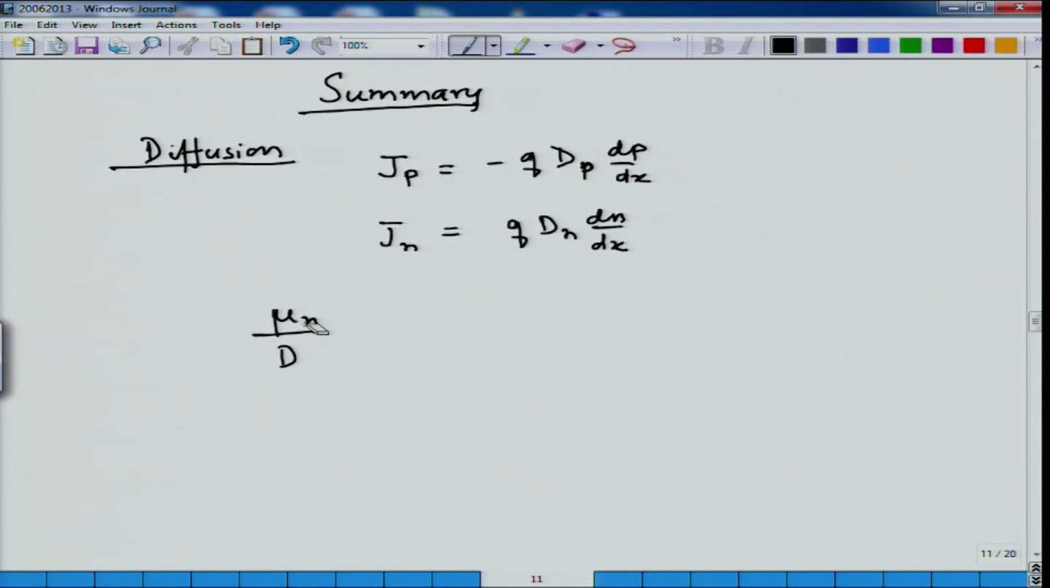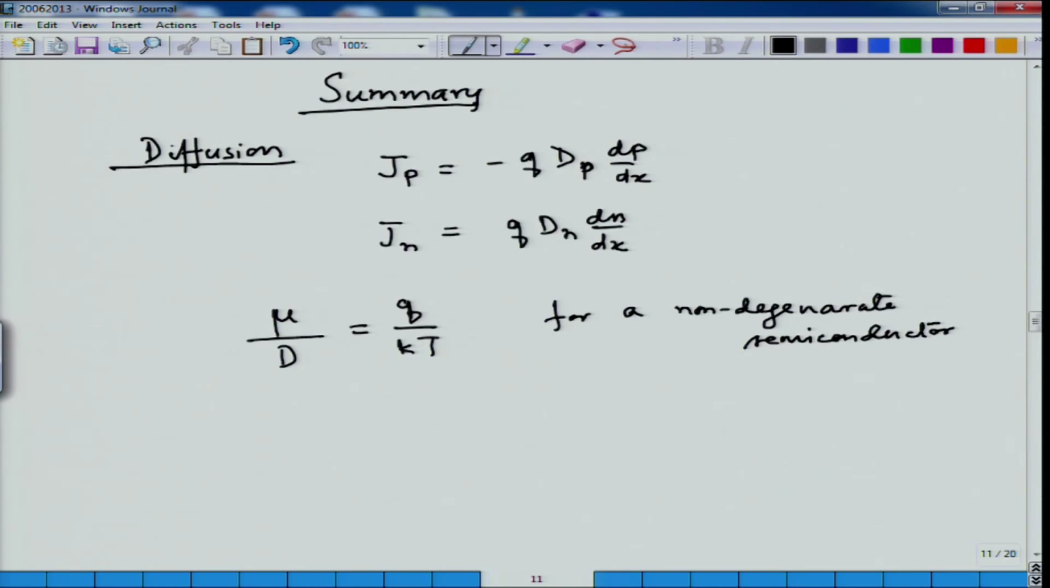And then we further found out that for any of the carriers, in the general form, mu over D is given by q over kT. This is for a non-degenerate semiconductor. So, this is the Einstein relationship, and it holds for non-equilibrium situation also. So, it is applicable for non-equilibrium, although we derived it for the equilibrium situation.